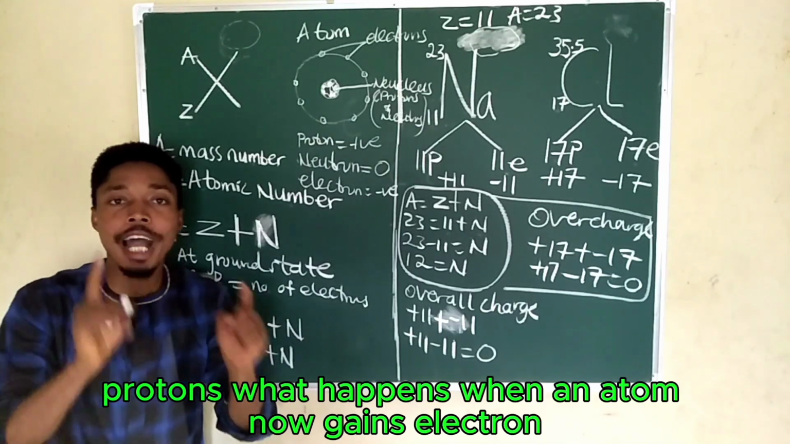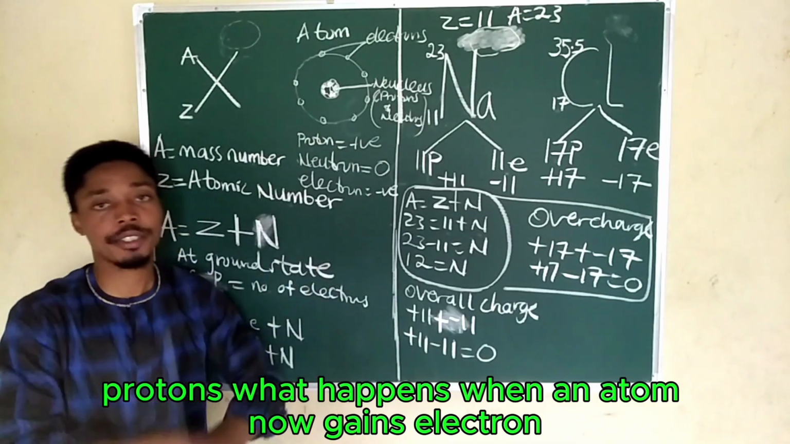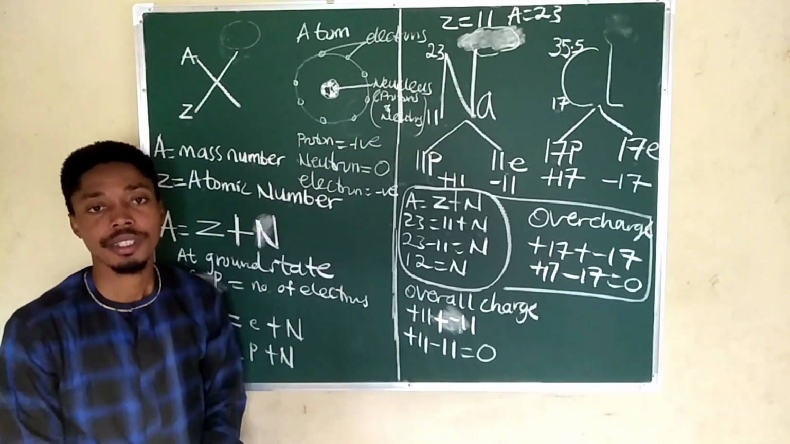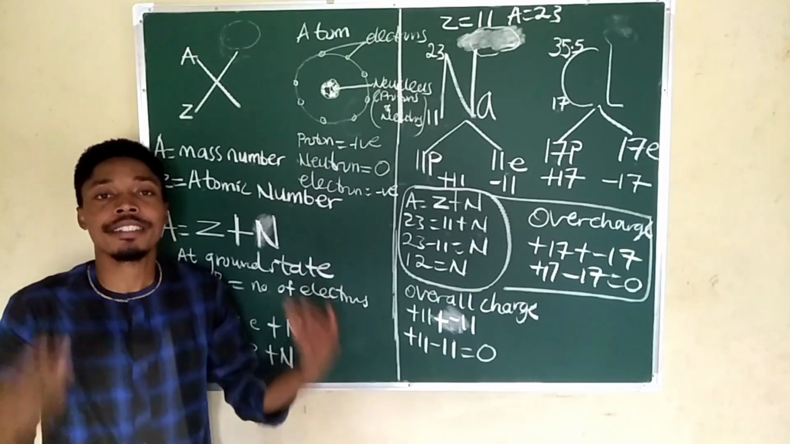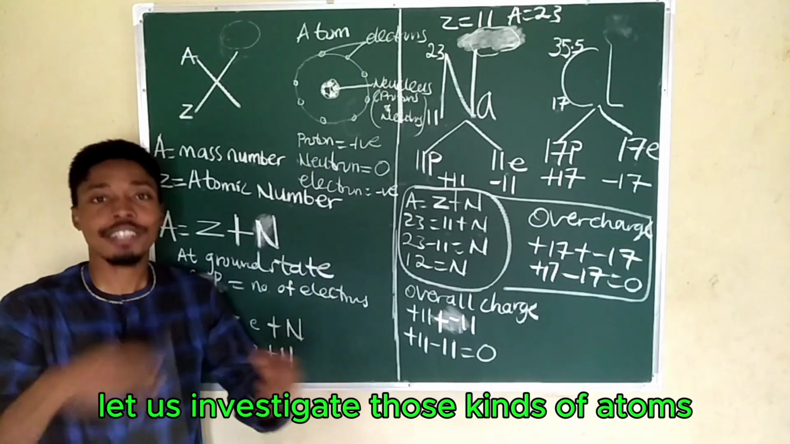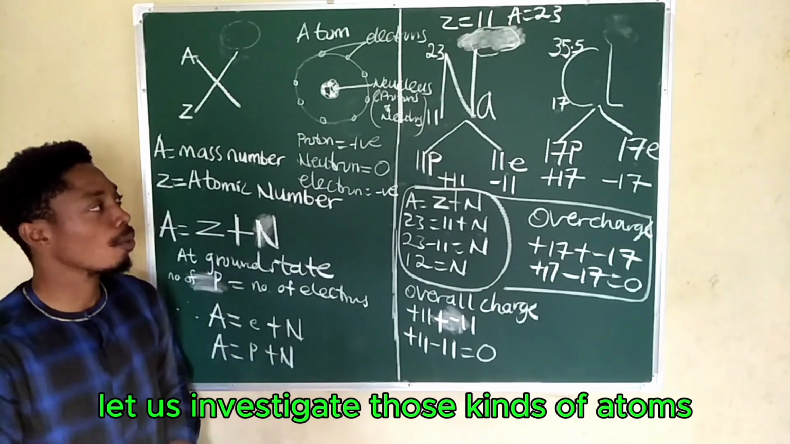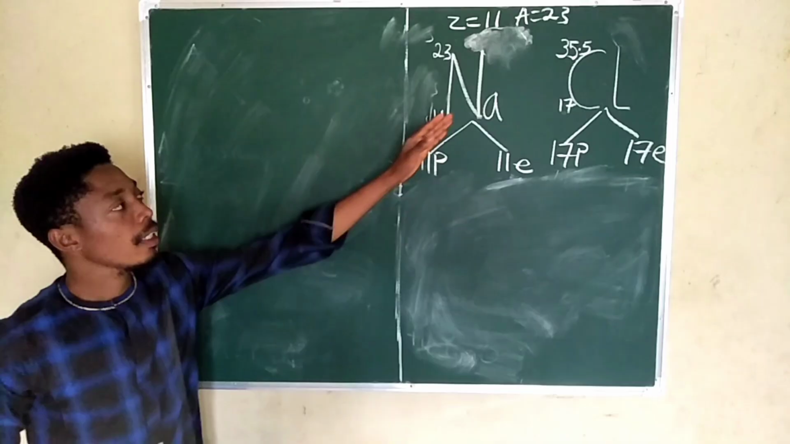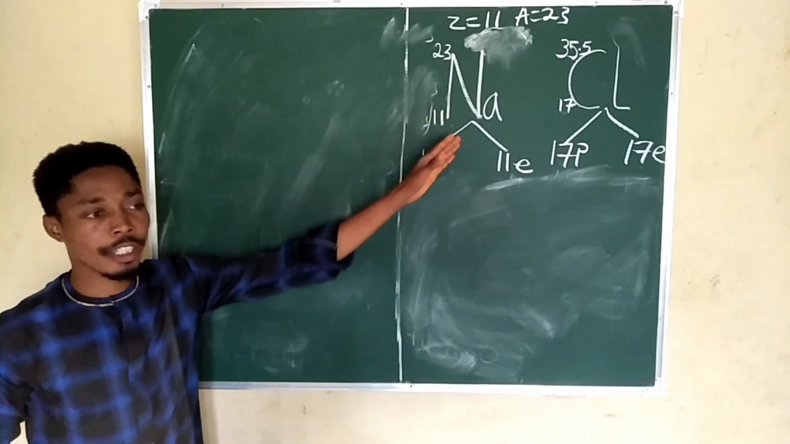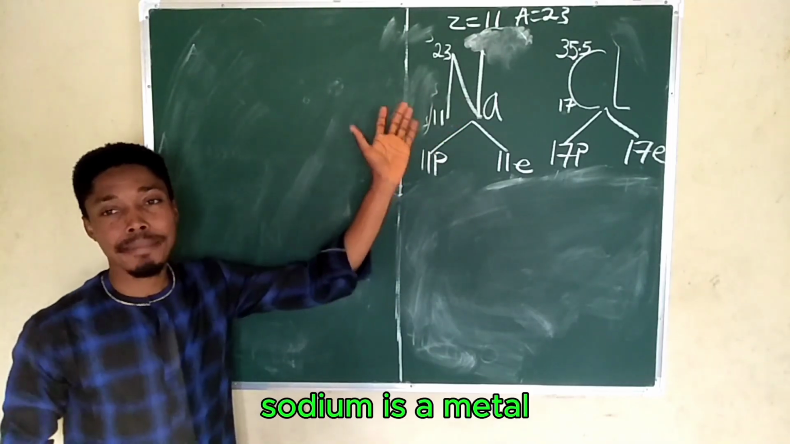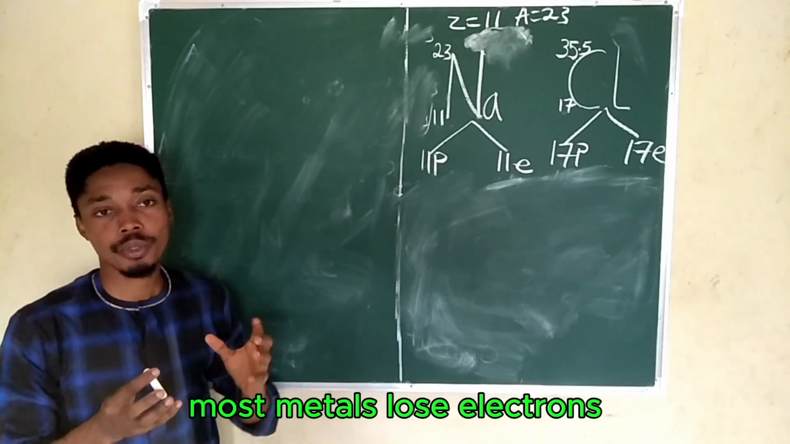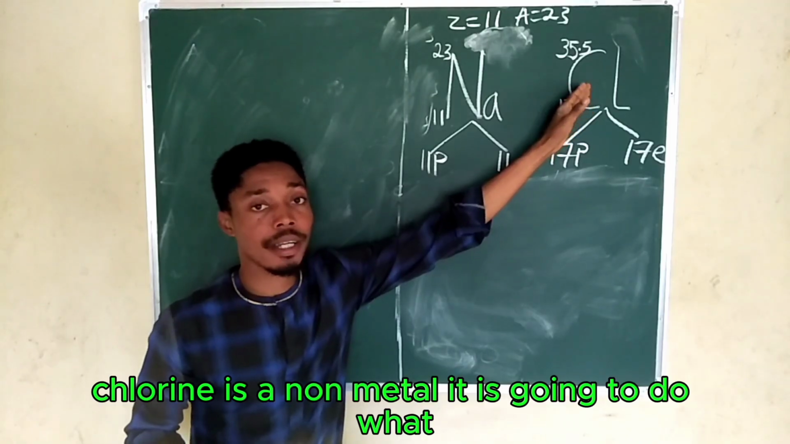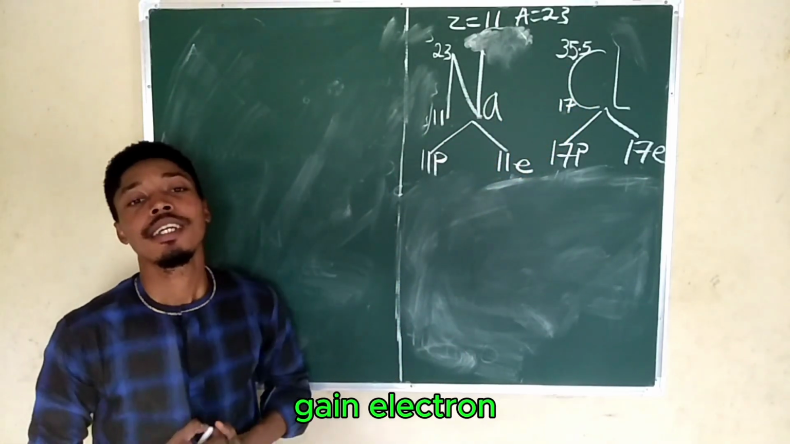What happens when an atom now gains electron? What happens when an atom now loses electrons? That atom is no longer at ground state. Let us investigate those kinds of atoms. I'm still going to use sodium and chlorine as an example. Let's look at it now. If sodium atom loses an electron, meanwhile, sodium is a metal. Most metals lose electrons. Chlorine is a non-metal. It is going to do what? Gain electron.